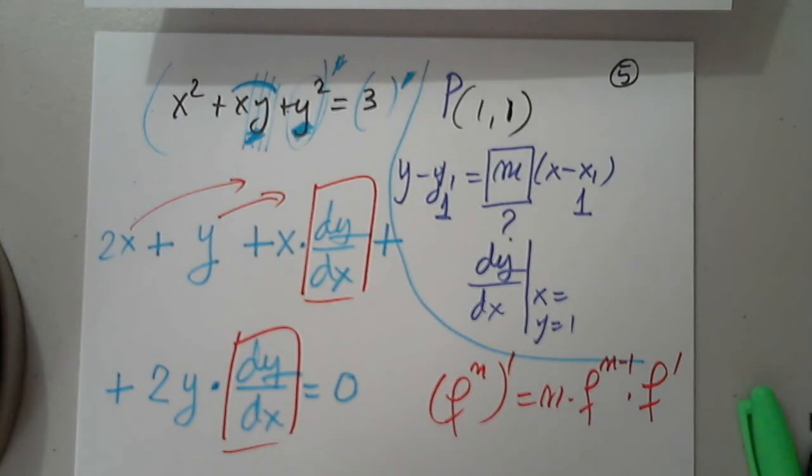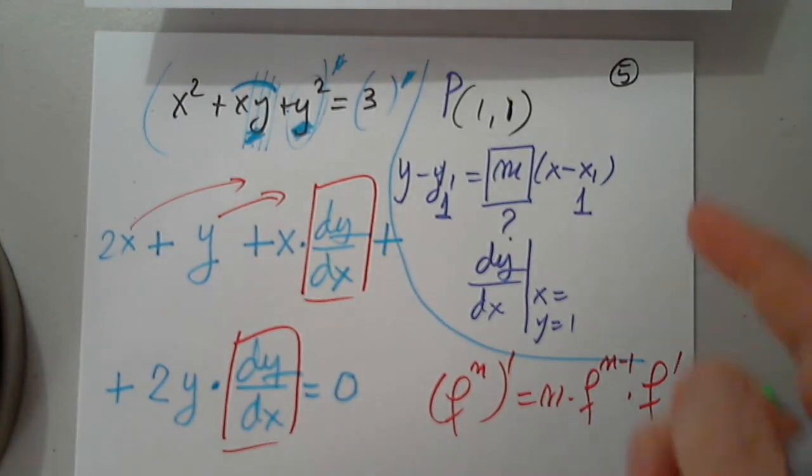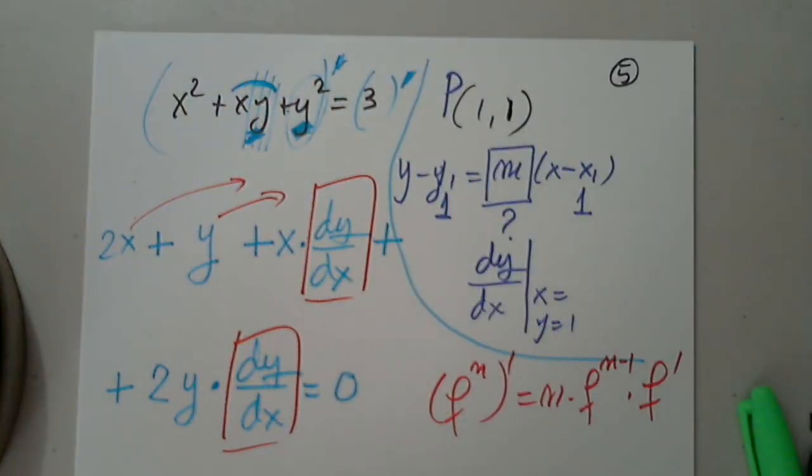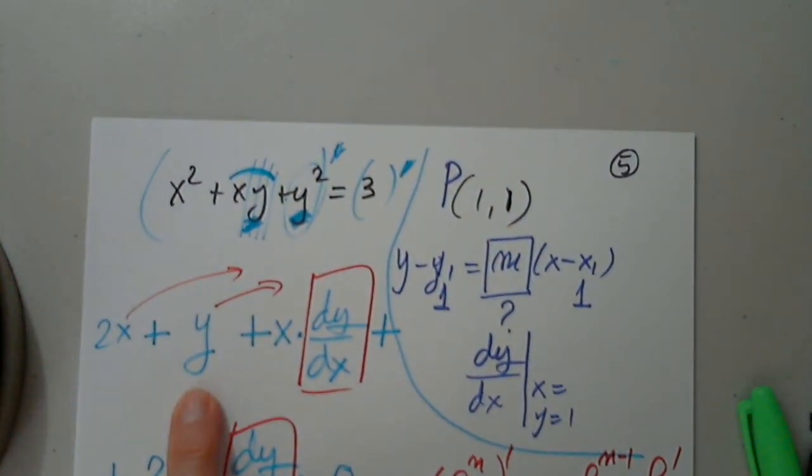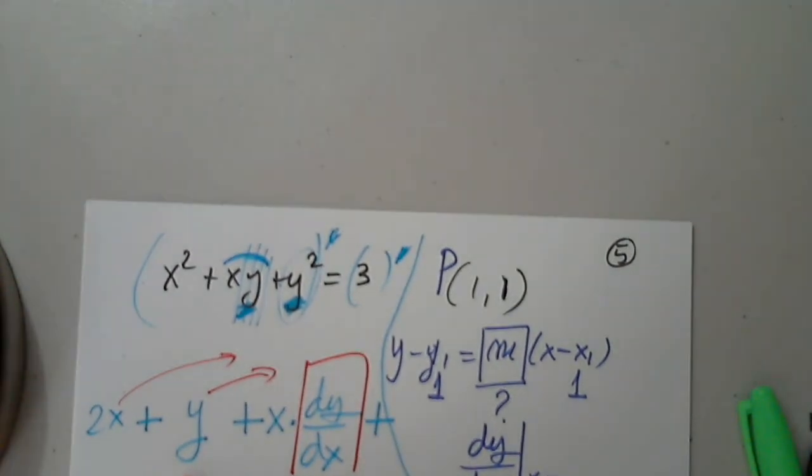Oh, okay. Yes? Why didn't we use dy over dx when it was just the y, like the second term y here? When exactly do we use it?